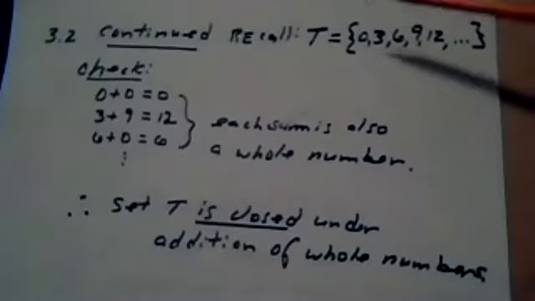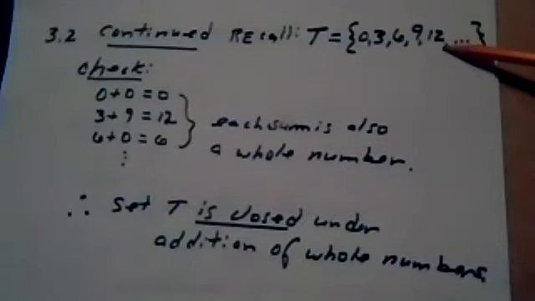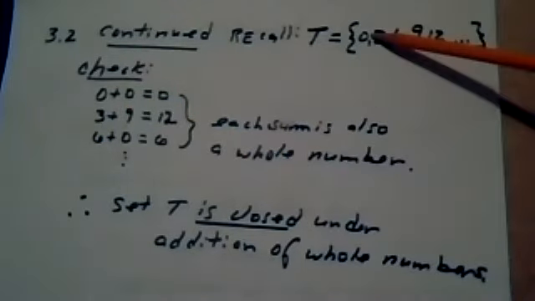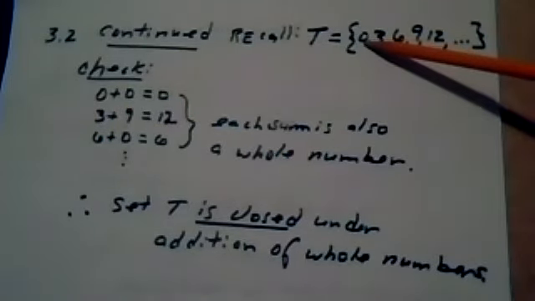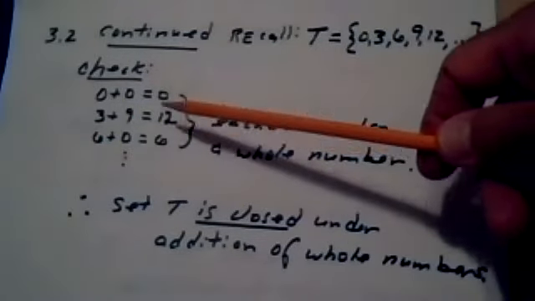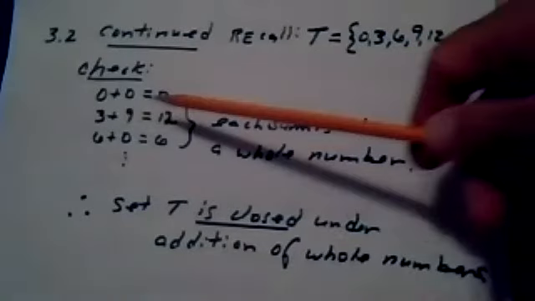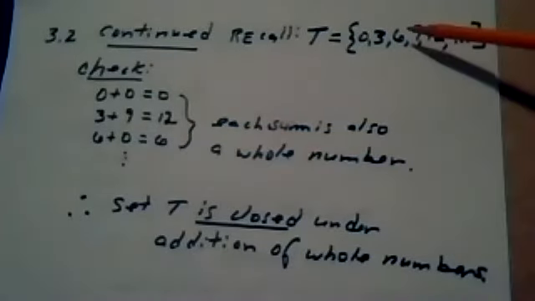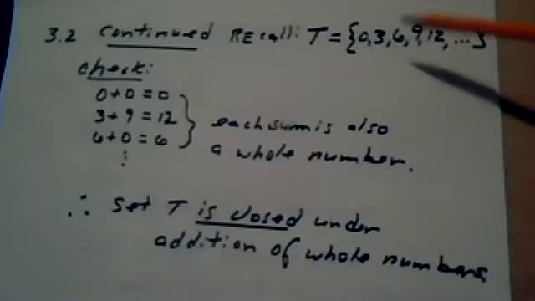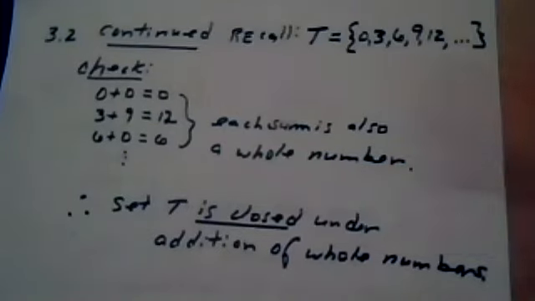So right here, I'm giving you in writing what I said in words. Here's our set that we were talking about. And we're going to take 0 plus 0, and I get a 0. The 0 is in the set. 3 and 9, they're in the set. And I'm going to add them. I get a 12. Is the 12 still in the set? Yes. I'm going to take the 6 and the 0. I get a 6. Is the result still in this group? So since no matter which two numbers you get and add them, and the result is still in the group, we say that T is closed under addition of whole numbers.